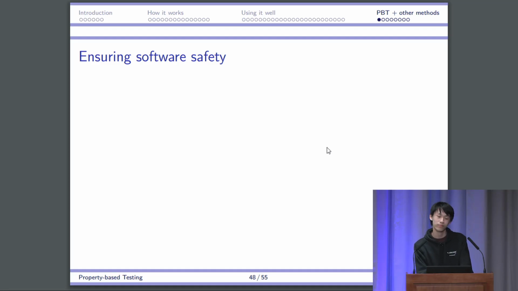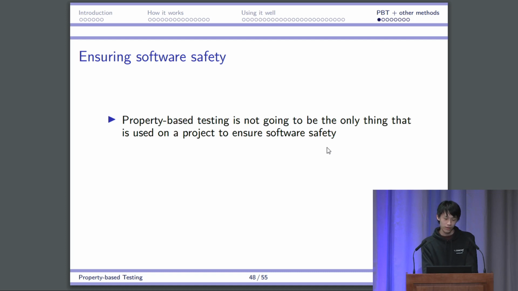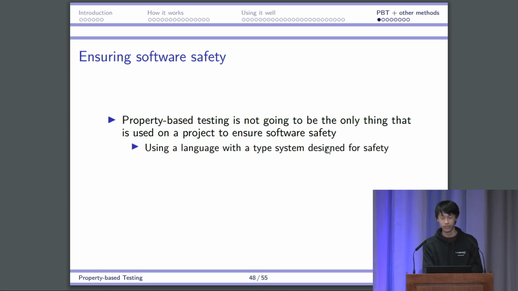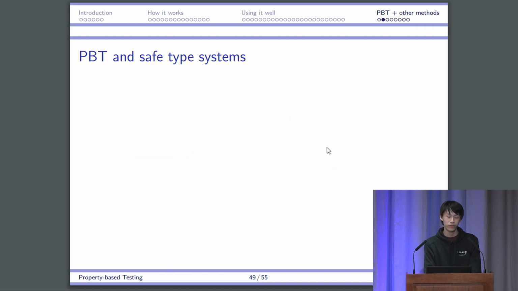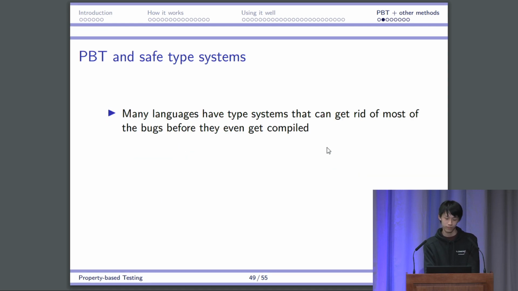So let's zoom out, right? Property-based testing isn't going to be the only thing that is used on a project to ensure software safety. You could, for example, as I mentioned earlier, use a safe type system, or we could use formal verification. And now we'll discuss how property-based testing can complement these other methods really nicely. First of all, safe type systems. Many languages have type systems that can actually get rid of most of the bugs before they even get compiled, because their type system is very expressive and allows us to express guarantees statically very well.